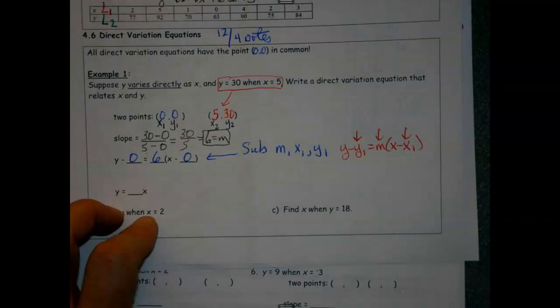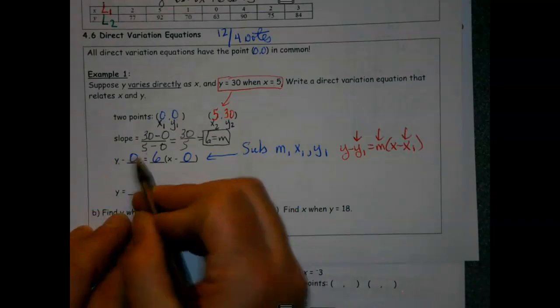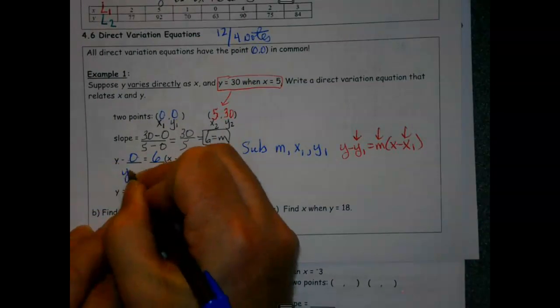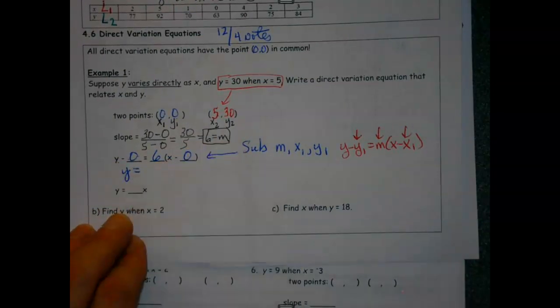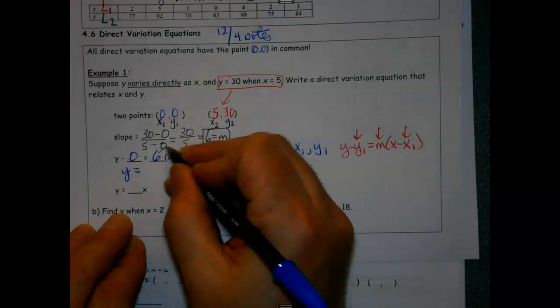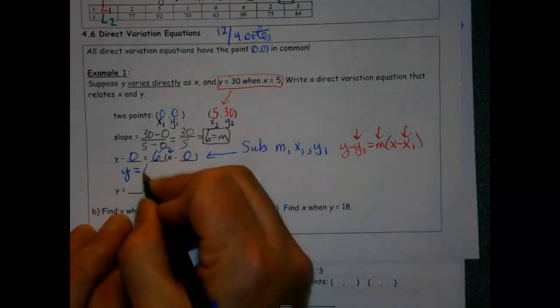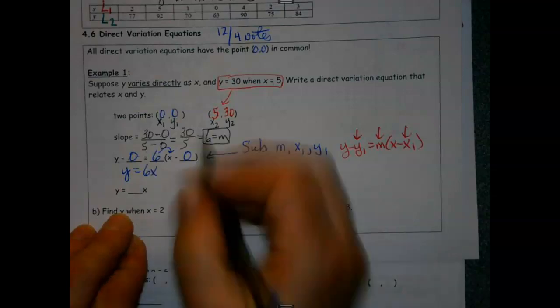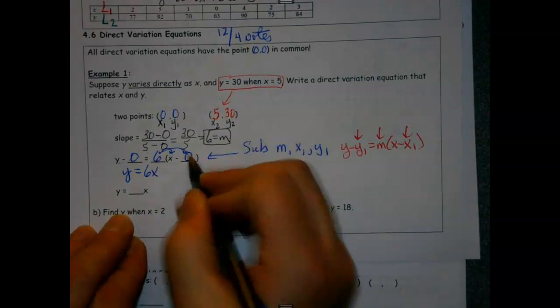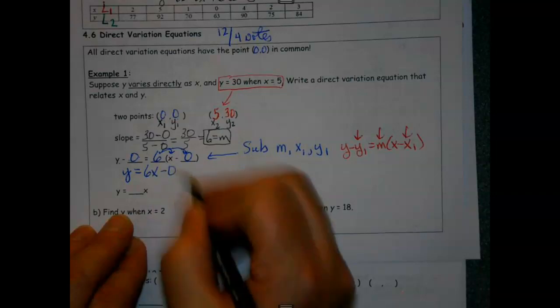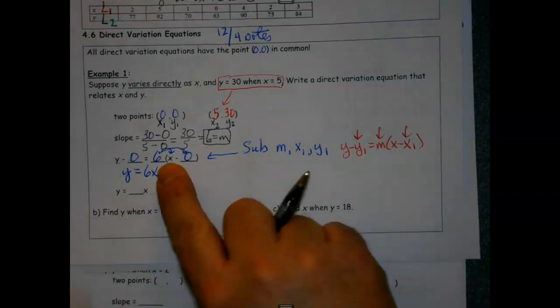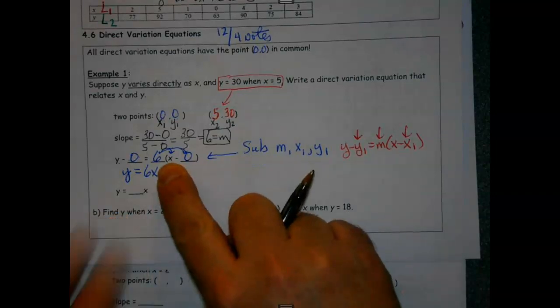Here's why I'm so excited about this. I'm like, well, wait a minute. y minus 0 would just be y. That's cool. And when I go to distribute here, 6 times x is 6x. 6 times 0 is 0. But if you're subtracting 0 from something, you're really not taking anything at all.